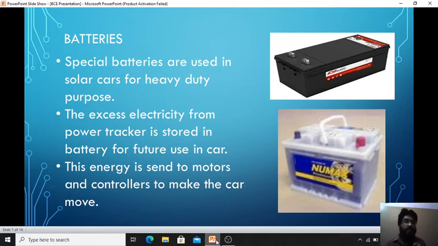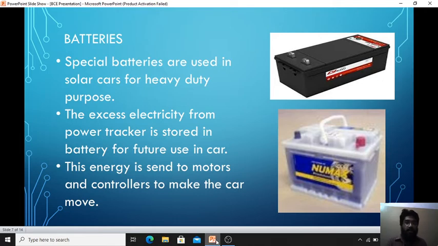Here some very special types of batteries are used, for some very heavy duty purpose. Why? Because in a solar powered car, the batteries are going to do some very important tasks. What will happen, how will the solar powered car go in the night or on a rainy weather day? So the batteries have a very key role to play. The excess electricity from the power tracker, as we discussed earlier, is stored in the battery for future use in the car. This energy is sent to the motors and controllers to make the car move. That's how the car moves.